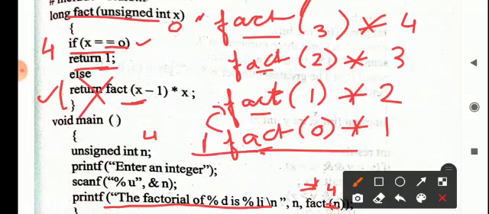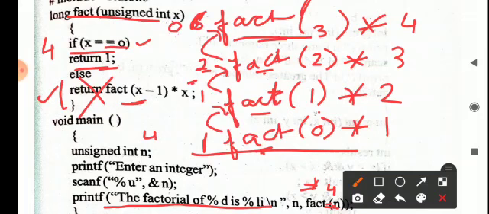Now, it will backtrack. Here, fact of 1 returns the value 1, and 1 into 2 is 2. So again it will return 2 to this line. Then 2 into 3 is how much? It is 6. So again it will go back and return 6 over here. Now, fact of 3 is returning 6. Now, 6 into 4 is how much? It is equal to 24. At this level, this is the answer, the final product.